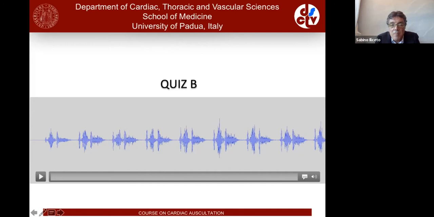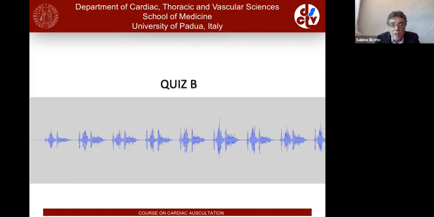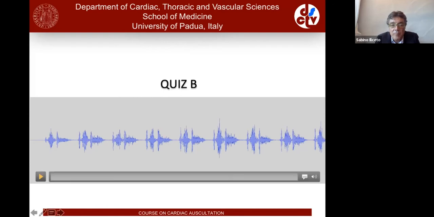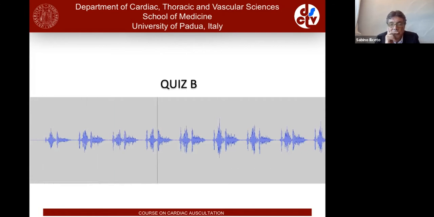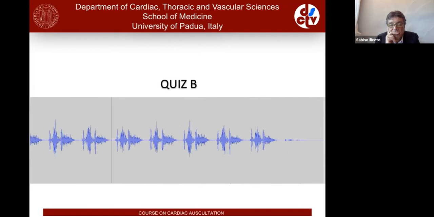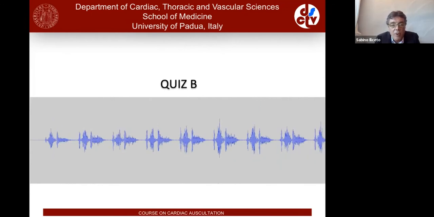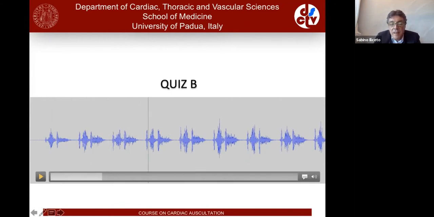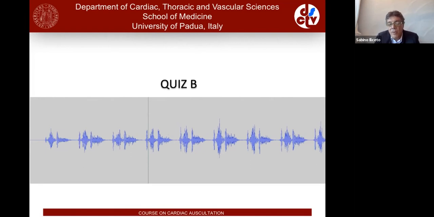So let's listen to the previous auscultation finding with the phonocardiographic tracing on it. This is a typical example of aortic stenosis and aortic regurgitation. It cannot be mitral valve prolapse for different reasons.